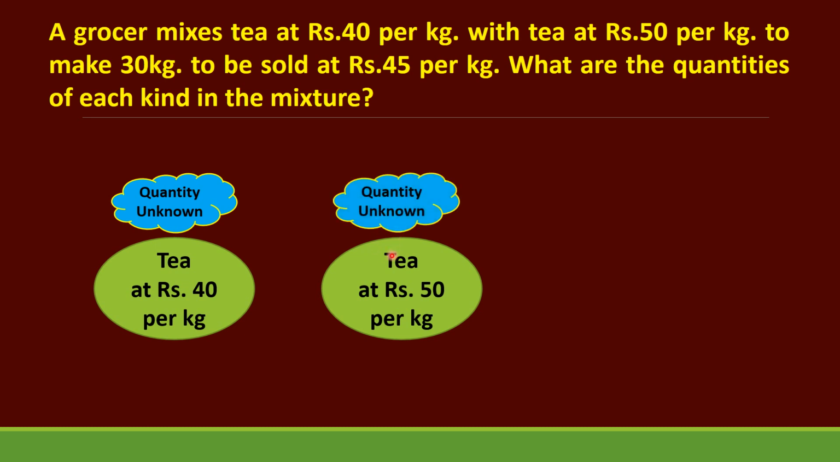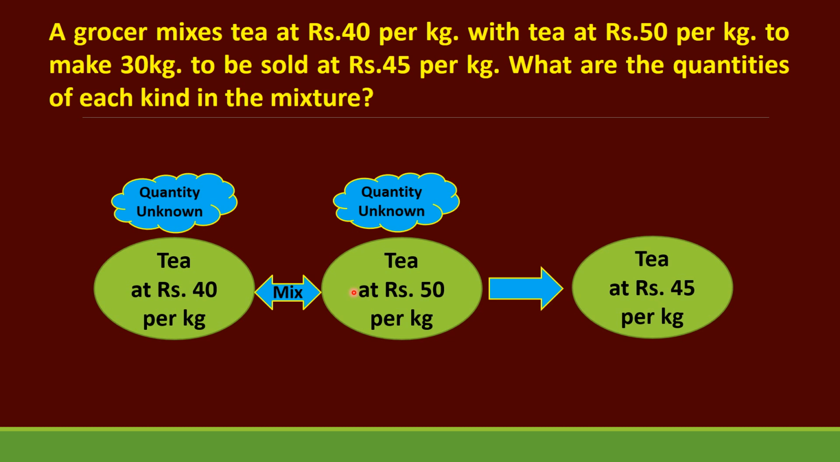And what the grocer is doing is he is mixing these two tea bags. The two tea bags are mixed to make another tea bag containing tea to be sold at rupees 45 per kilogram. So he is mixing the tea at rupees 40 per kg and the tea at rupees 50 per kg, and making a tea bag of rupees 45 per kg.